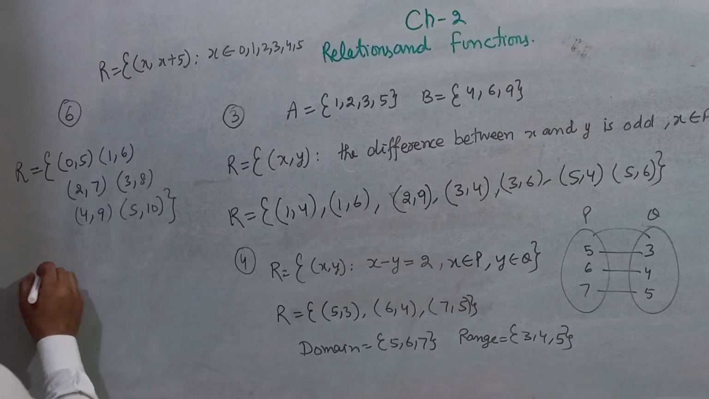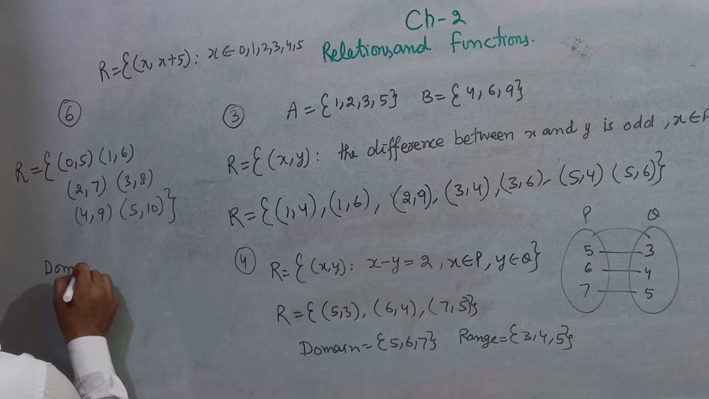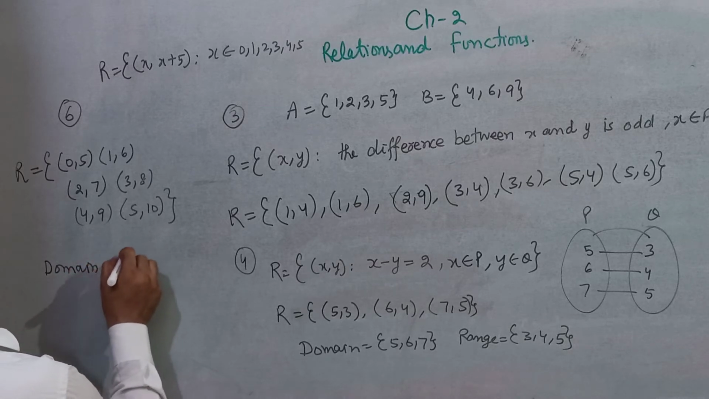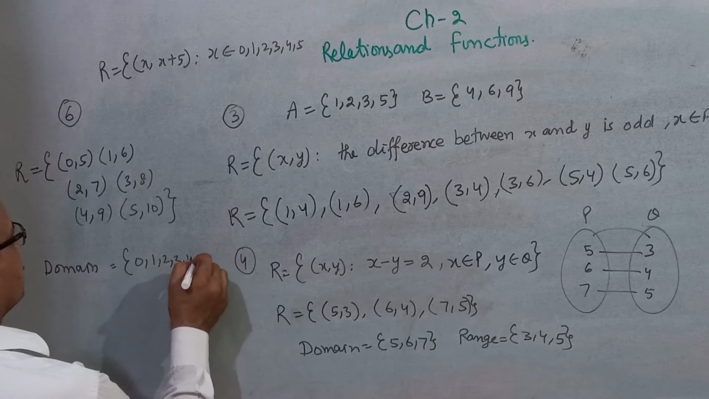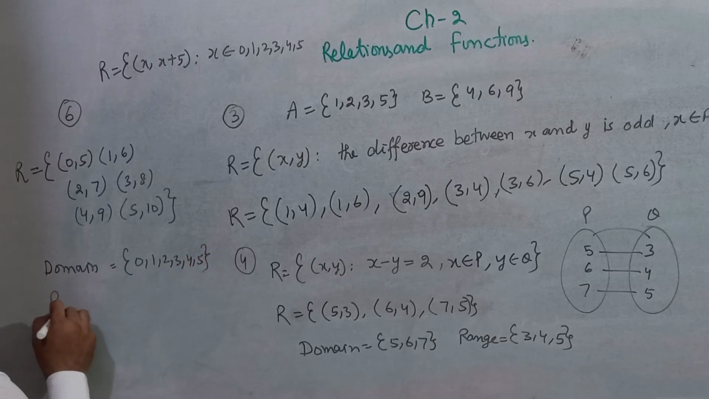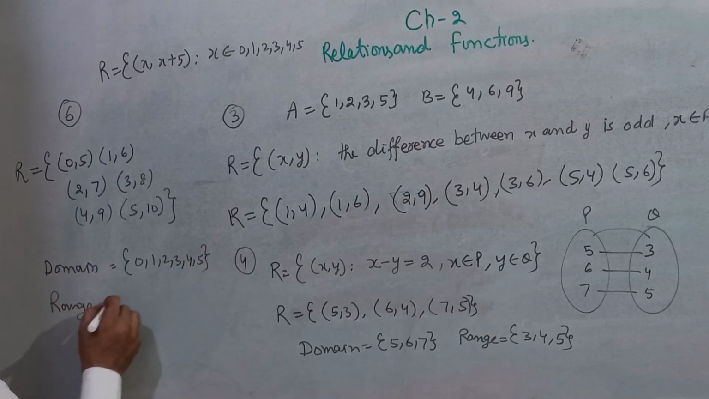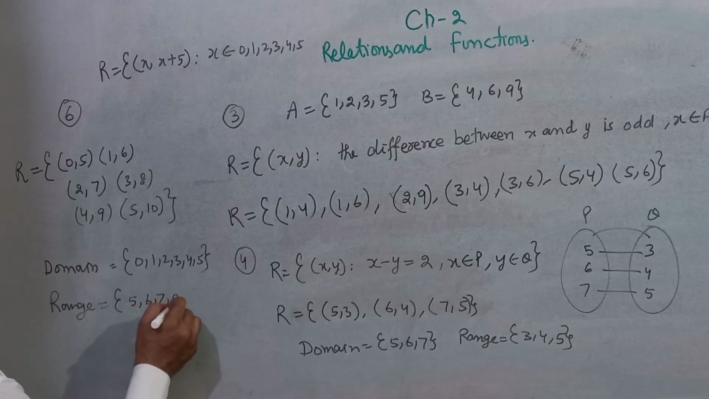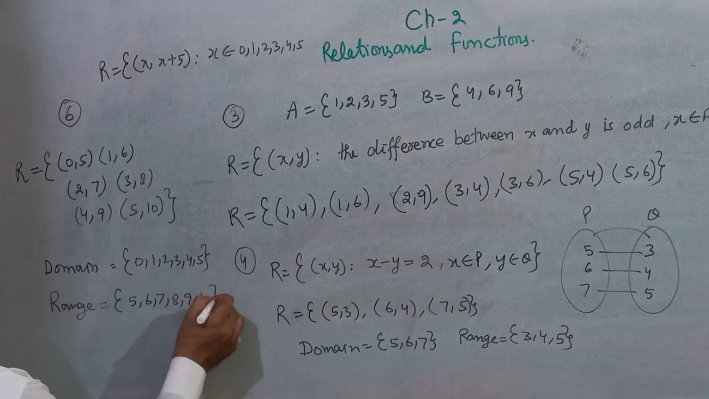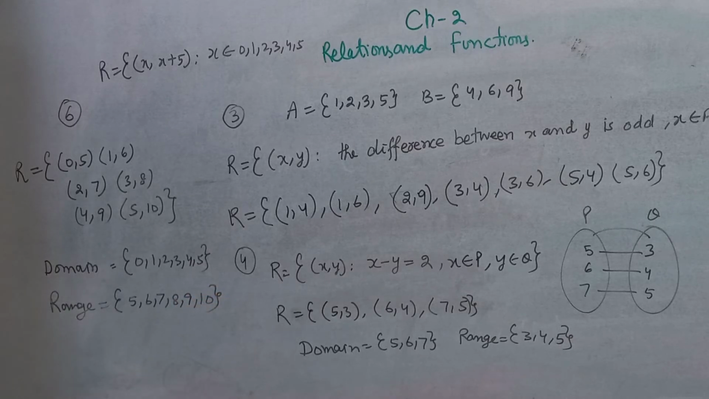With the help of this roster form, can you find the domain? Domain means the first elements: 0, 1, 2, 3, 4, 5. And range means the second elements: 5, 6, 7, 8, 9, 10. This is called the range. Okay?